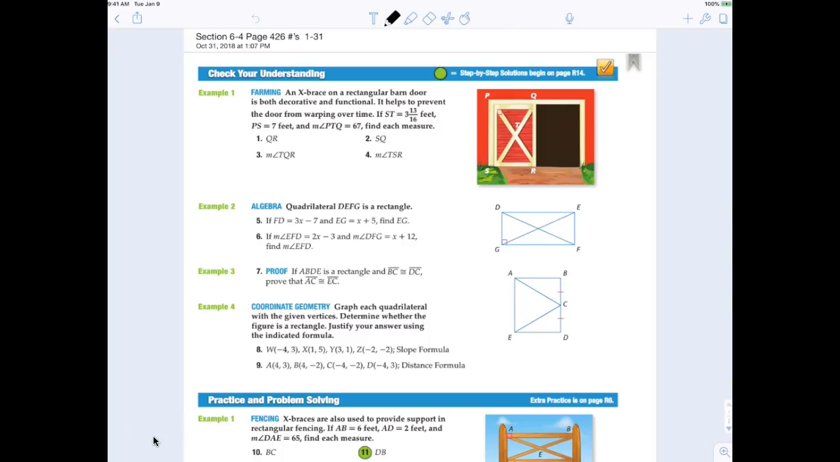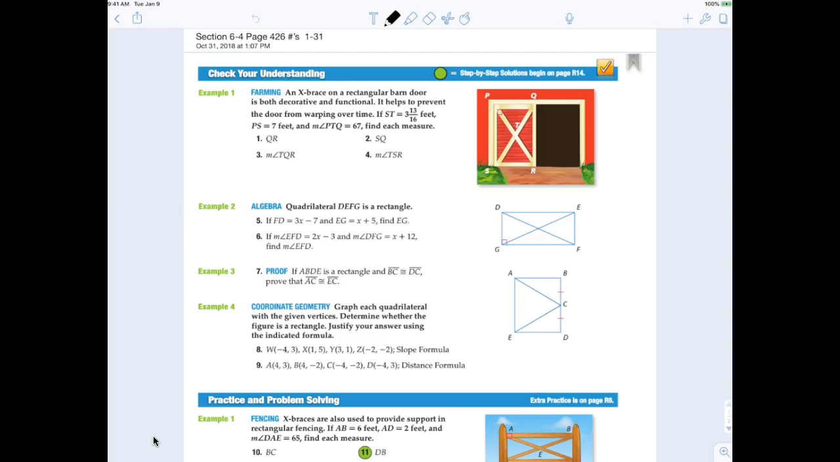Now, if you have a rectangle, obviously a rectangle is a parallelogram. So if you have a parallelogram and a rectangle is a parallelogram, all the rules that apply to a parallelogram apply to a what? Rectangle. Because a rectangle is a what? Parallelogram. It is a parallelogram.